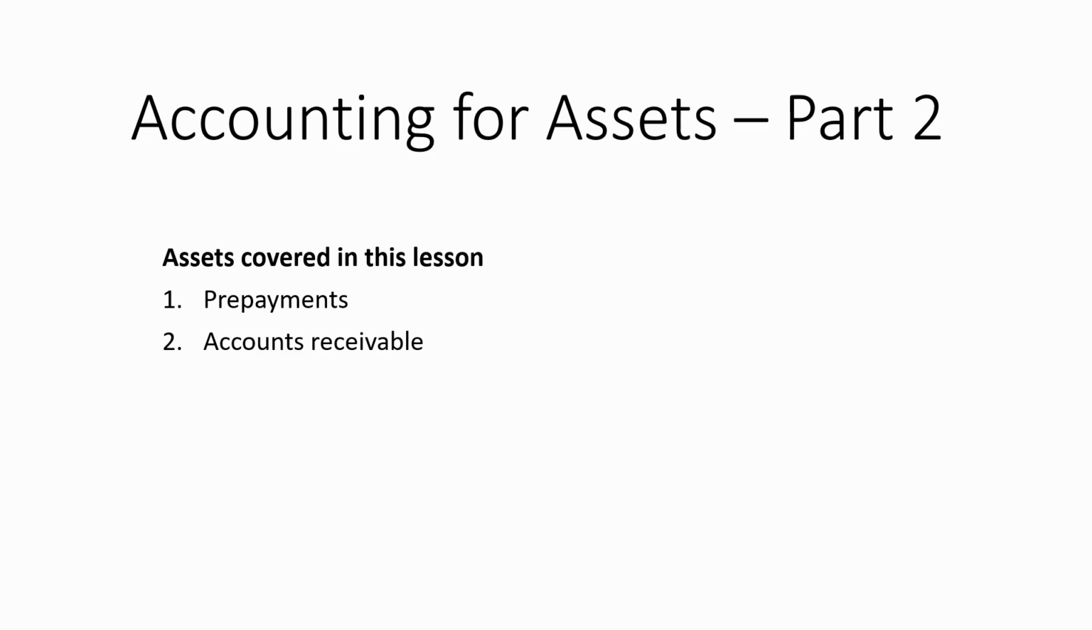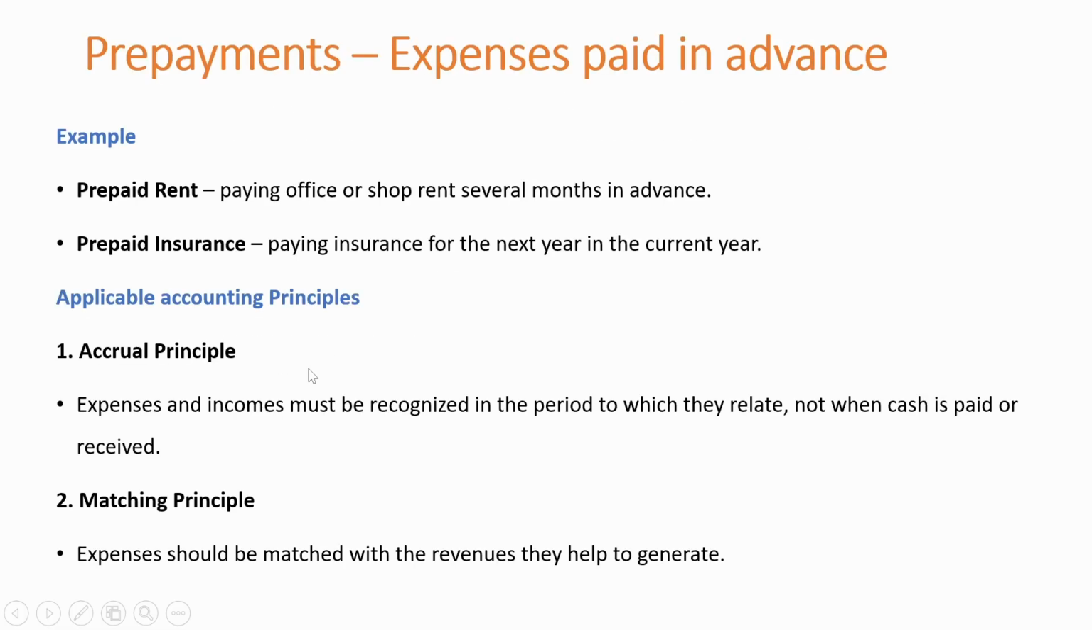So welcome to today's lesson. Today we are going to focus on accounting for assets part 2. So in part 1 we looked at the fixed assets. Now in part 2 we are going to look at two types of assets, and those are prepayments and accounts receivable. So let us start with prepayments.